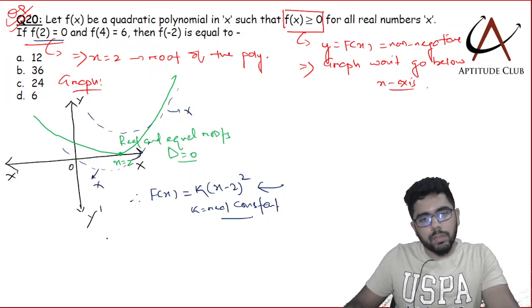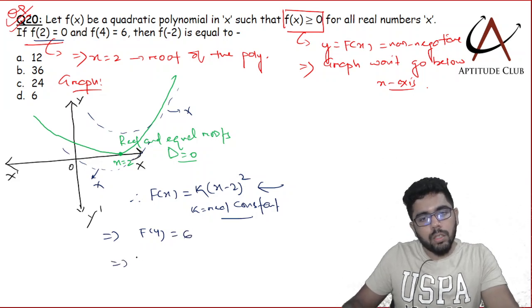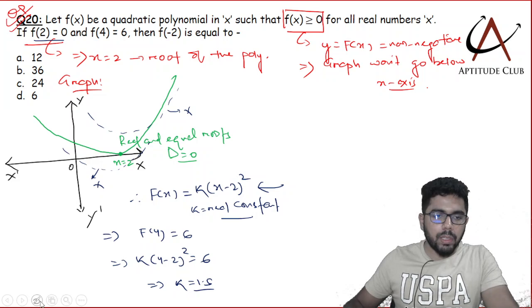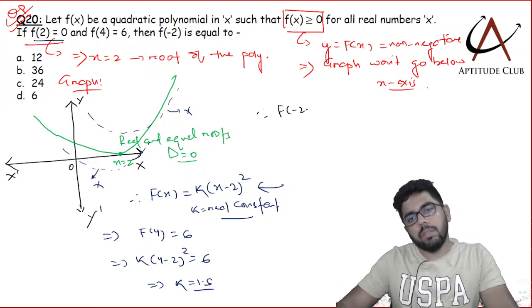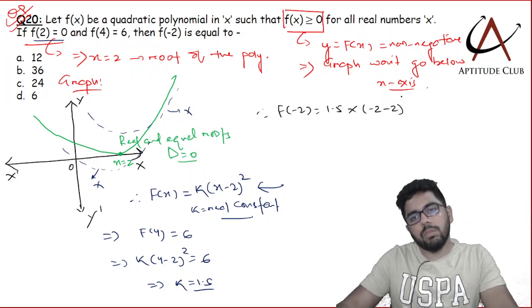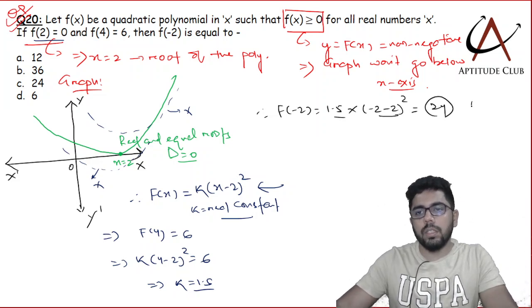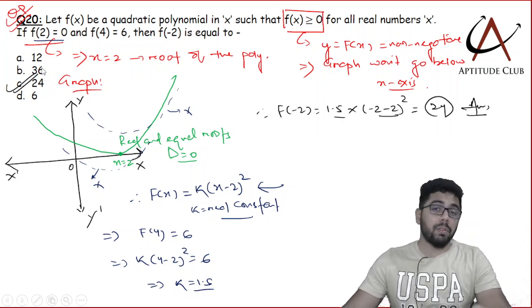Now f of 4 is given as 6. So k into (4 minus 2) whole square is equal to 6. This gives me k as 1.5. So if you have to calculate f of minus 2, f of minus 2 is 1.5 times (minus 2 minus 2) whole square. So 16 into 1.5, I have 24 as the answer. Very easy but very fundamental.